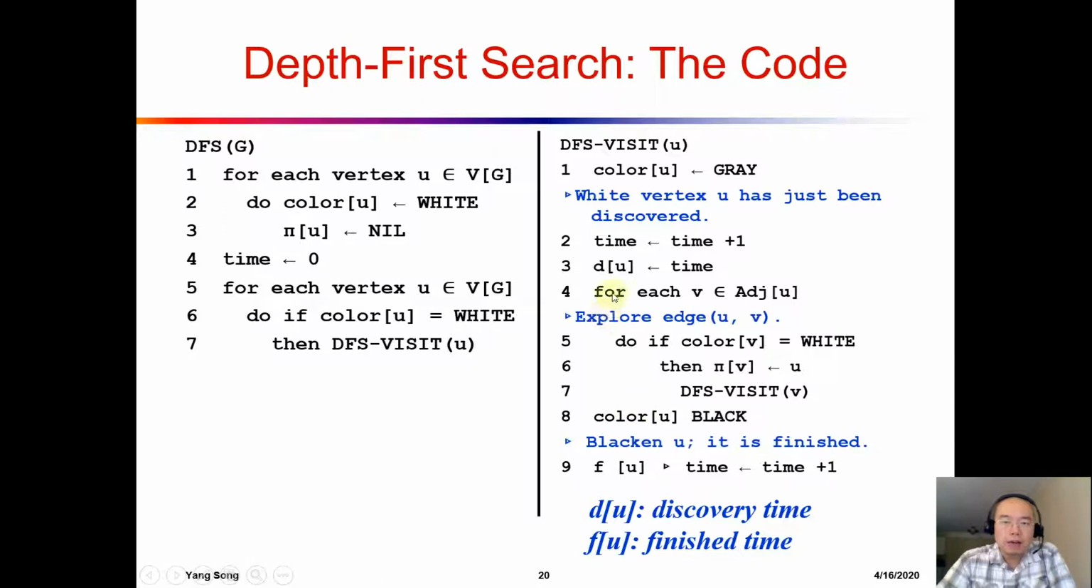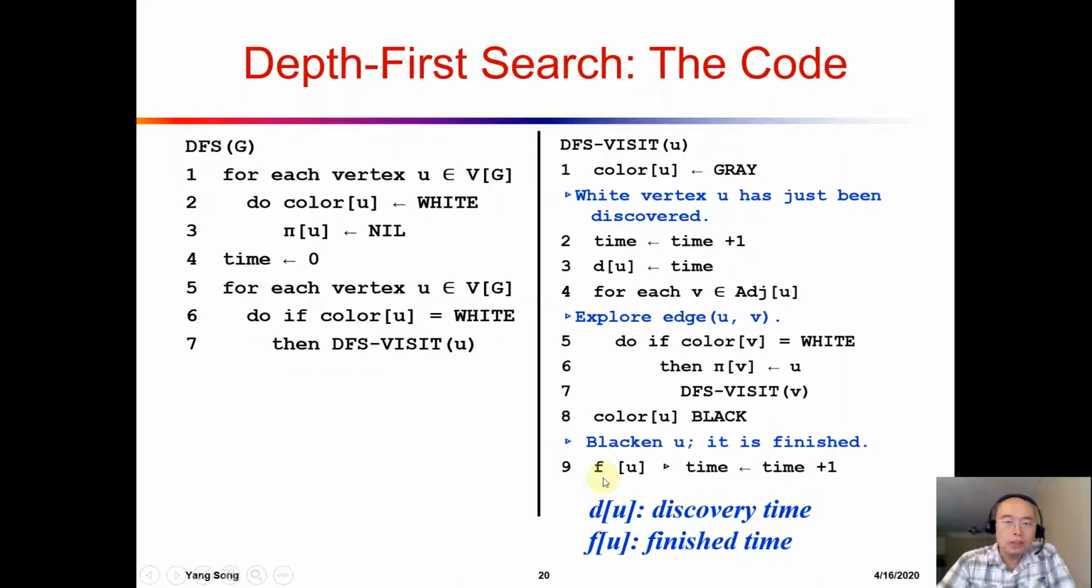After that, for each of the adjacent nodes of the current node u, if the node v is a white node, we set u to be the parent of v, and then we do the Dfs visit of v. So this is a recursive process, right? And after finishing visiting u and all the adjacent nodes v, we change the color of u to black, increase the timer again, and assign that to f[u], saying that is the finish time.